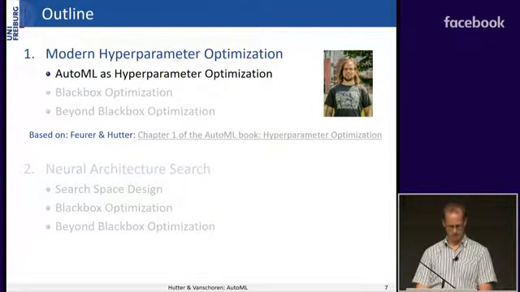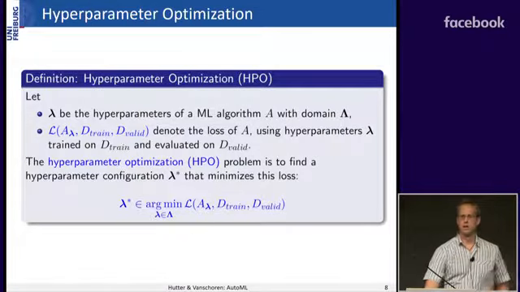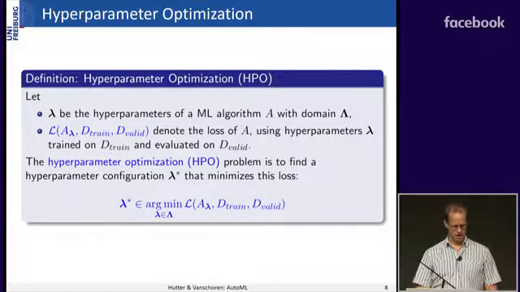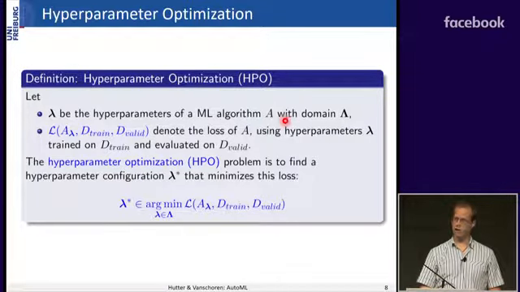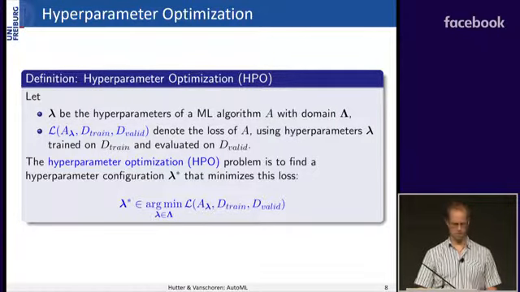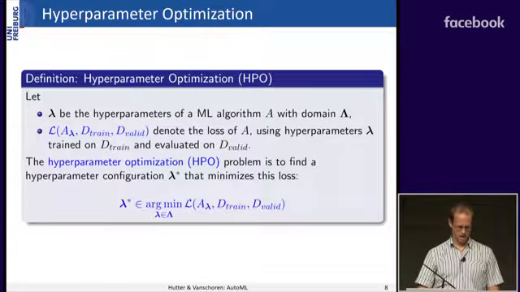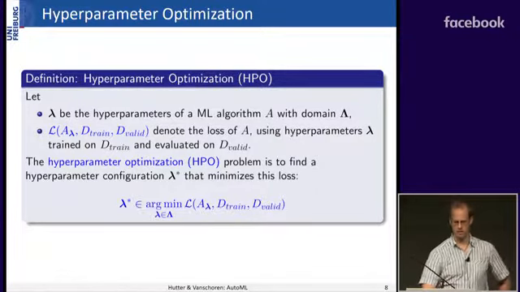AutoML as hyperparameter optimization. Let's first define the hyperparameter optimization problem we're talking about. So we have some machine learning algorithm A, and it has hyperparameters lambda with domain capital lambda, and we'll use lambda throughout the tutorial for hyperparameters. And you have a loss that depends on your algorithm with hyperparameters, trained on a training set and validated on a validation set. And the HPO problem is just to find the hyperparameter setting that minimizes this validation loss.